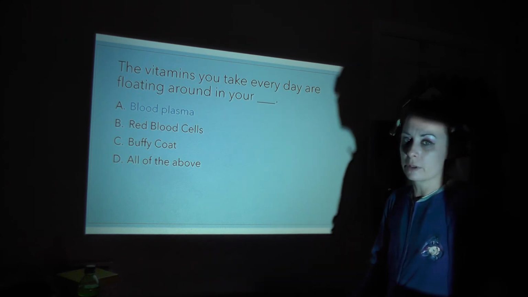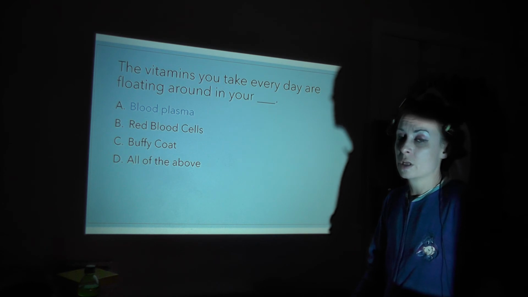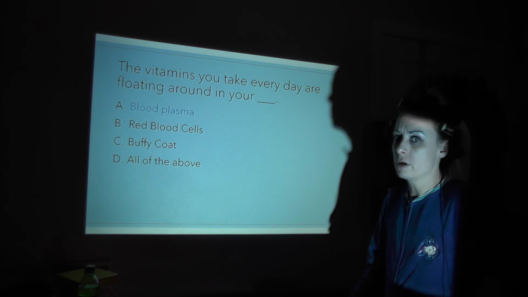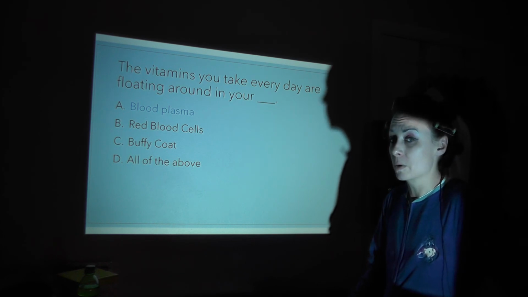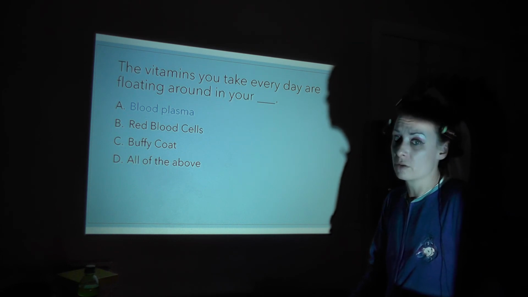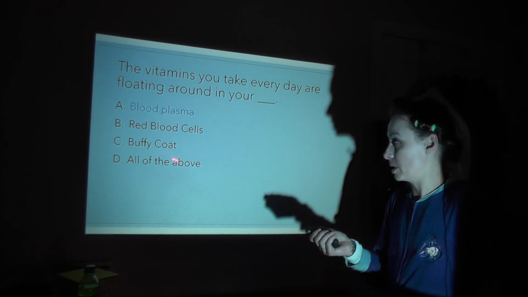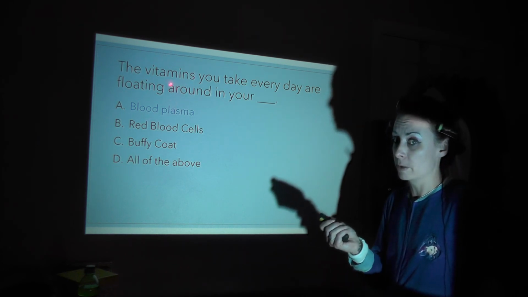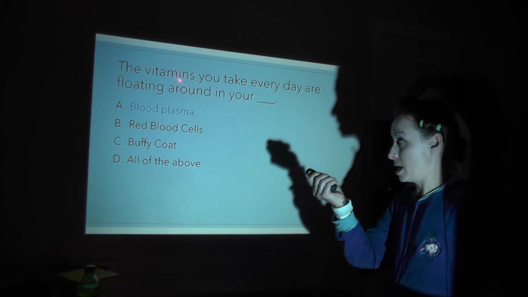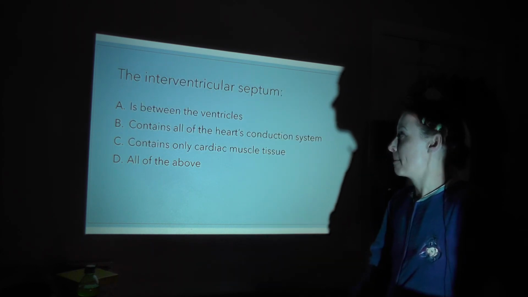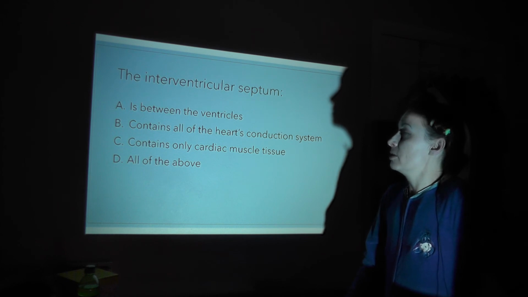One of the things that I really don't like is when I say something like, true or false, red blood cells carry nutrients, and I hear, true. No, they do not. Red blood cells carry respiratory gases, oxygen and CO2. Nutrients are things like glucose, amino acids, vitamins, and minerals, and they are not carried on red blood cells. Those are floating around in your blood plasma. So the vitamins that you take in the morning, or you should be taking in the morning, are floating around in your blood plasma.